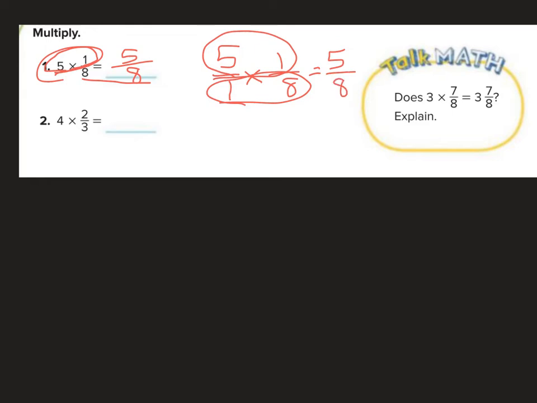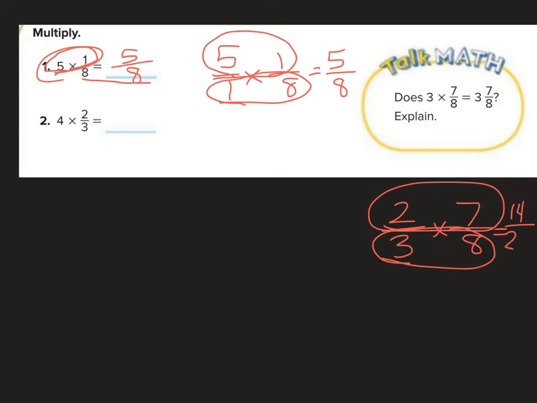When we get into other things, like multiplying fractions by fractions, that's what we do. Like if I wanted to take 2/3 times 7/8, I would multiply numerators to get 14, multiply denominators to get 24, and then I would simplify. So that's why I always like to write my whole number over 1, just because that makes it so much easier to visualize. So anyway here, let's do number 2. If I do this 4 over 1, I'm going to do 4 times 2 is 8 over 3.